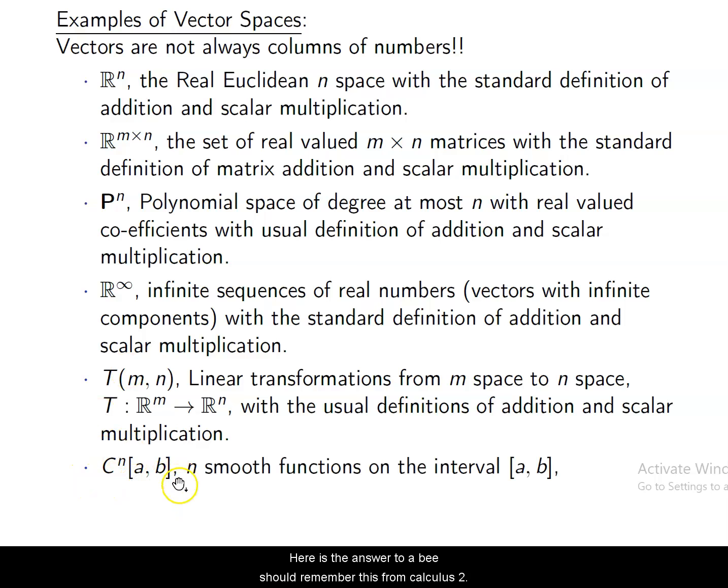Here, C^n[a,b], you should remember this from calculus 2. This is the set of what are called smooth functions. Here, n can be any value. It can be infinity even. Infinity means it's infinitely smooth. So what does smooth mean? It means you are continuous over this interval given, and your nth derivative is also continuous.